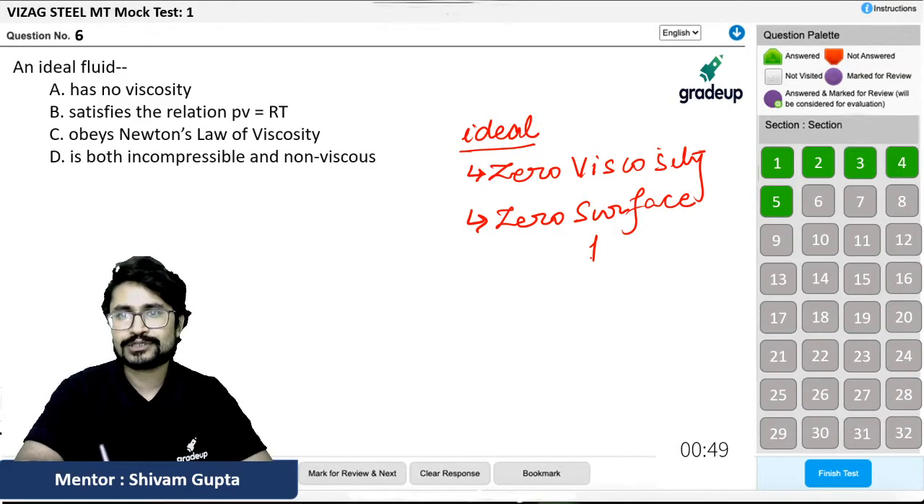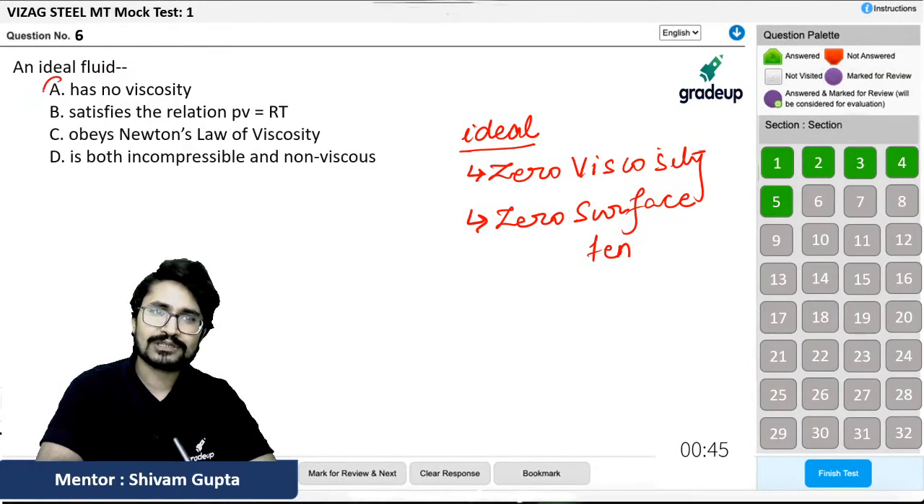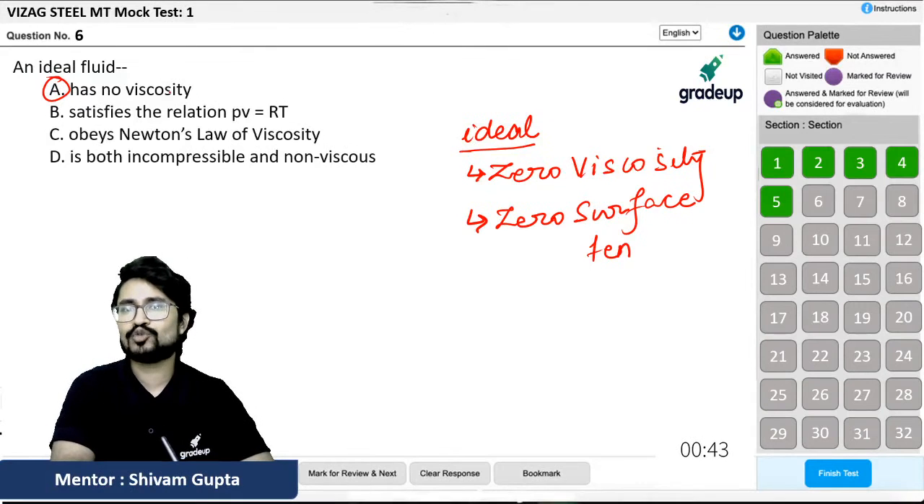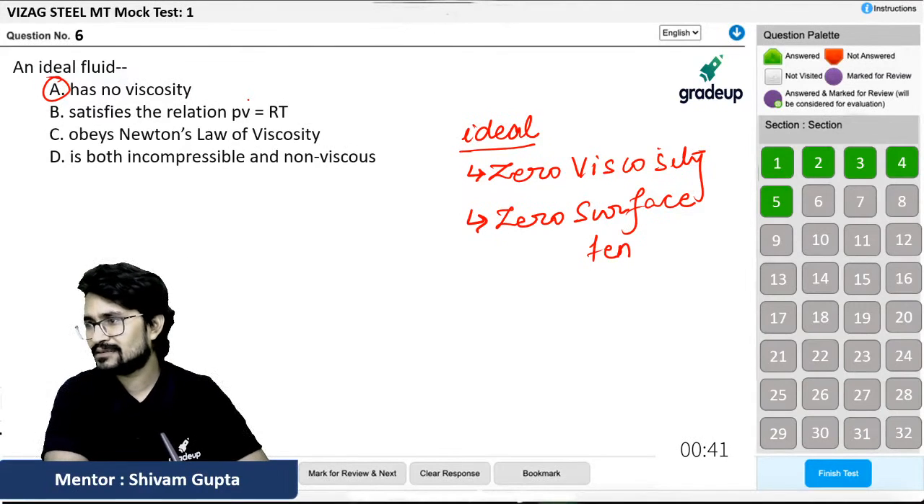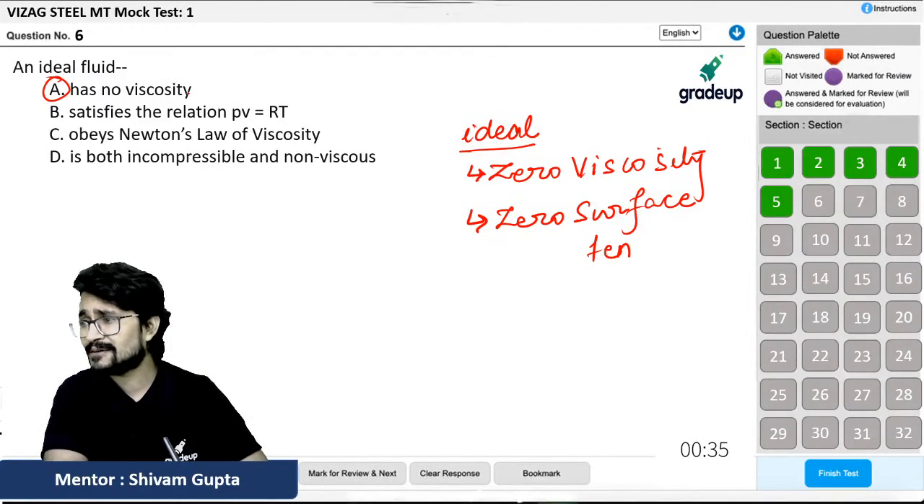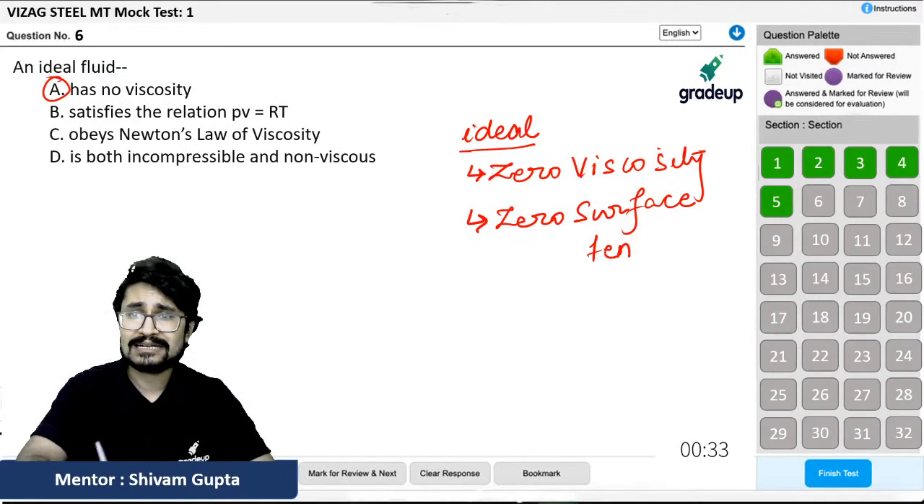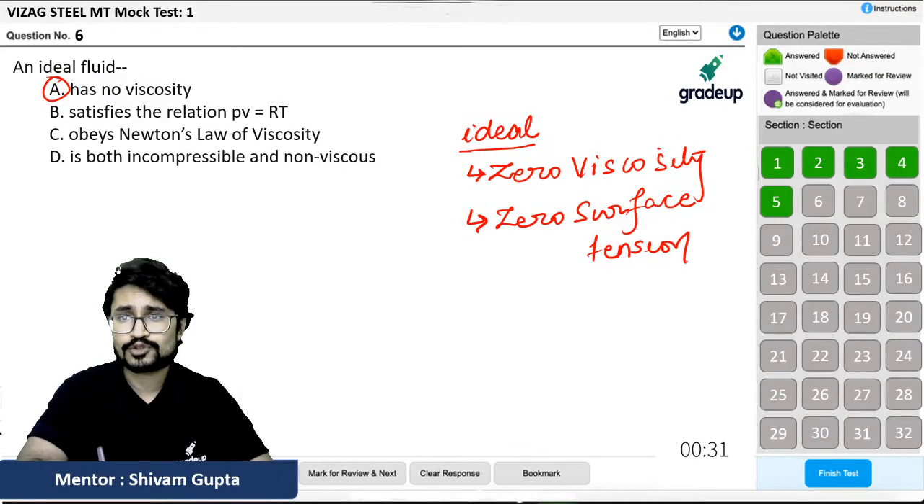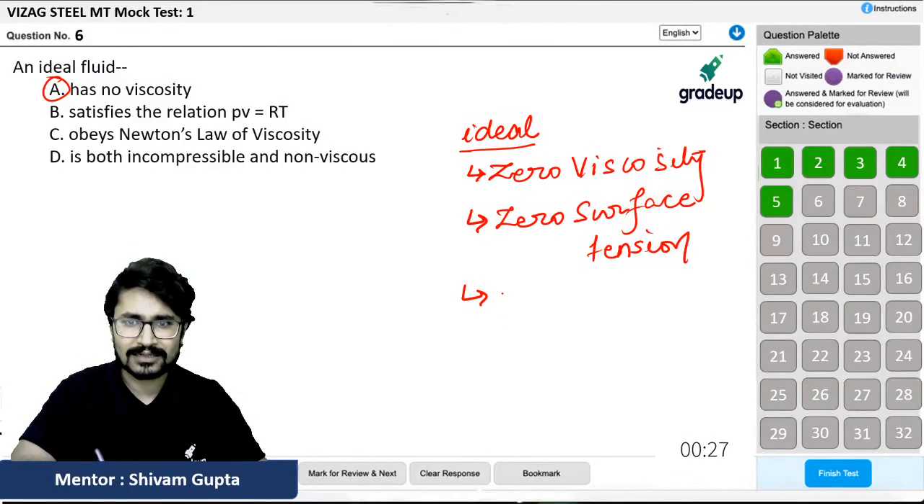My question to you all is, what about option A? An ideal fluid is having no viscosity. It is correct. Is it wrong that an ideal fluid is having no viscosity? It is also correct. And surface tension. So just give me the conclusion for this question. And the third point is that it is incompressible.